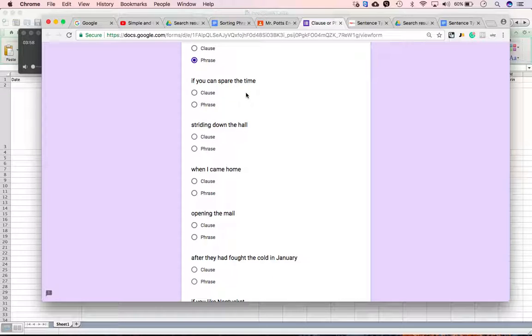If you cannot tell who is doing the action or what is doing the action, there's no subject. Let me say that one more time. If you cannot determine who or what is doing the action, then it's certainly a phrase.